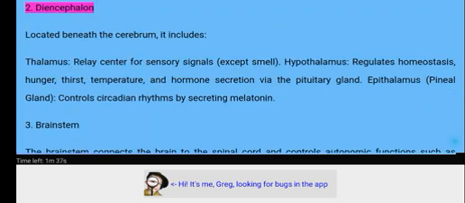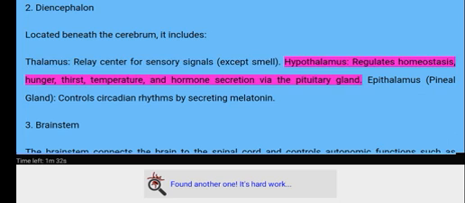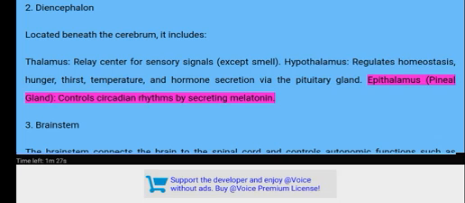2. Diencephalon. Located beneath the cerebrum, it includes the thalamus, relay center for sensory signals except smell. Hypothalamus, regulates homeostasis, hunger, thirst, temperature, and hormone secretion via the pituitary gland. Epithalamus, pineal gland, controls circadian rhythms by secreting melatonin.